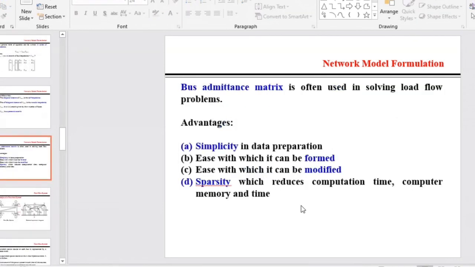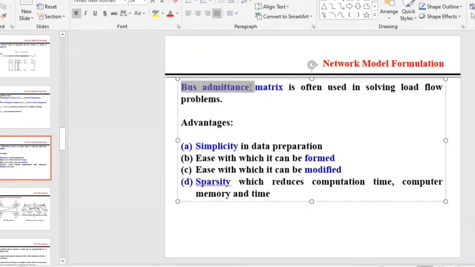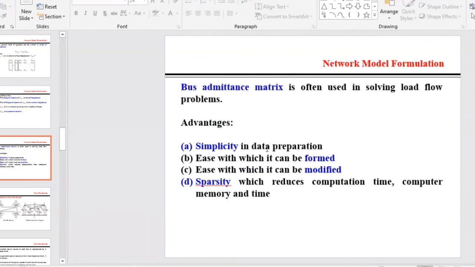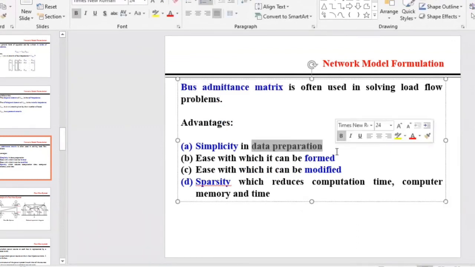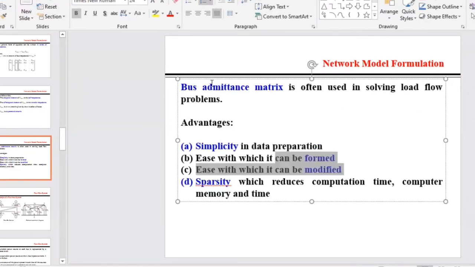Again, it helps. Now we use the bus admittance matrix. The reason is it's very easy to prepare the data for power flow. It's simple to do the data preparation. It's easy to formulate the bus matrix. We can do it manually. We can change it when the power system changes, and that is very important.